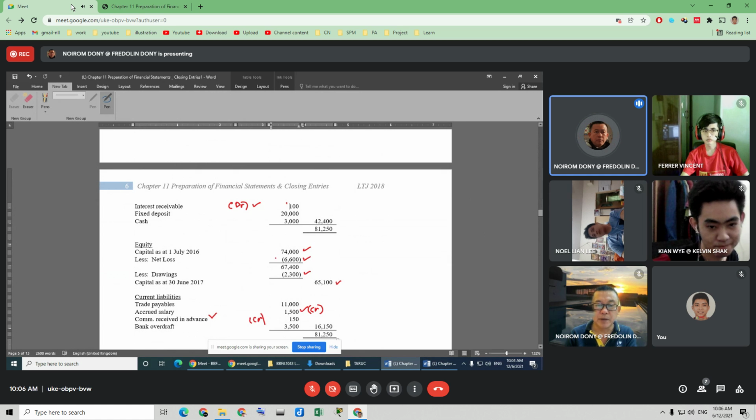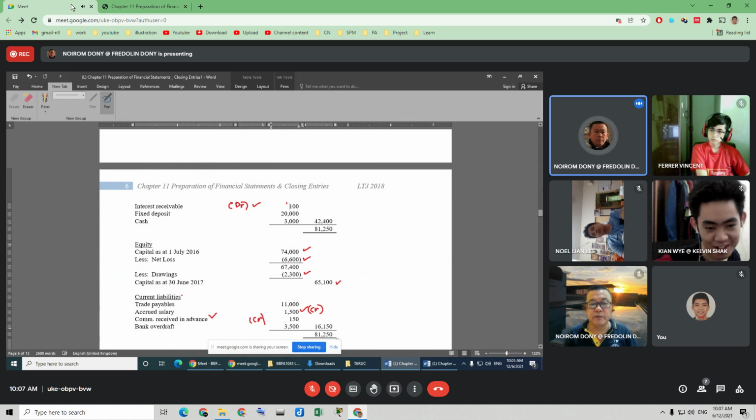Remember, the owner is providing all the capital. So whatever loss or profit, that belongs to the owner. So you need to put it into the equity. That's why if it's net profit, it increases the equity. But if it's net loss, it reduces, so less.